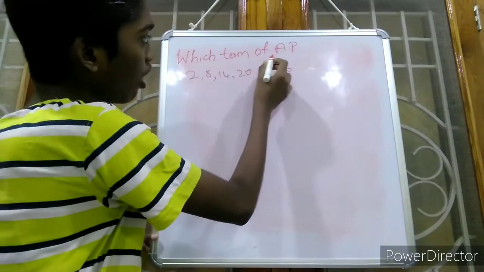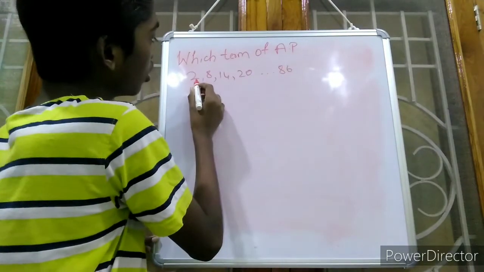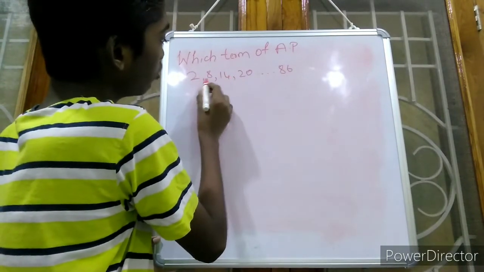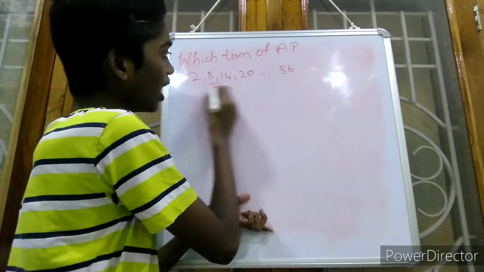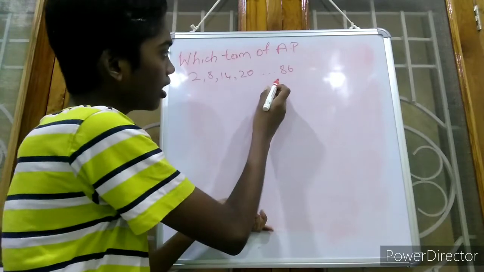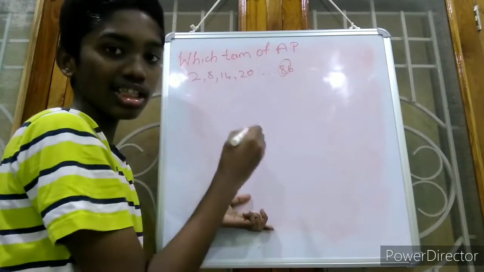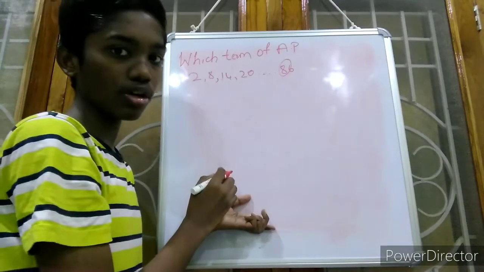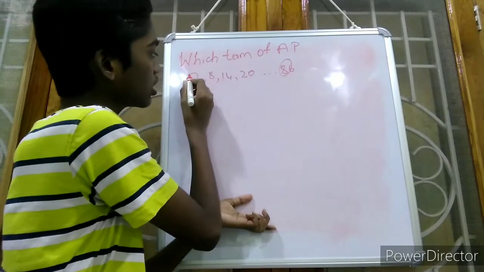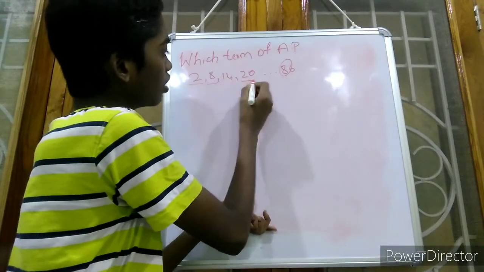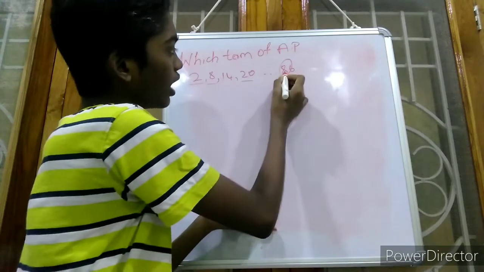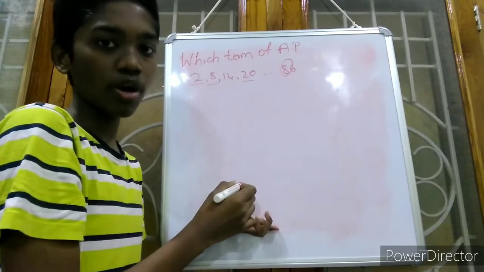Which term of the arithmetic progression 2, 8, 14, 20 is 86? Here they have given an arithmetic progression and are asking 86 is which term of this arithmetic progression. Here 2 is the first term of the AP, 8 is the second term of the AP, 20 is the fourth term of the AP. Like this, 86 is which term of the AP.